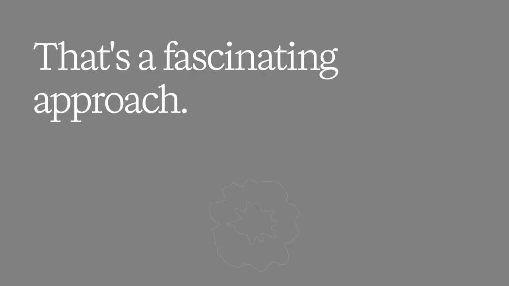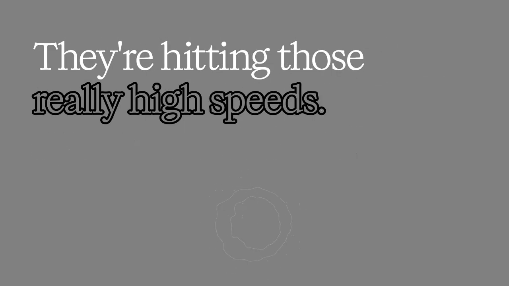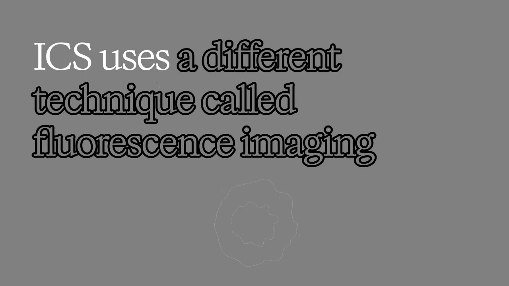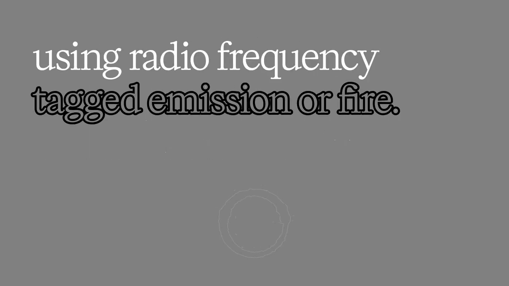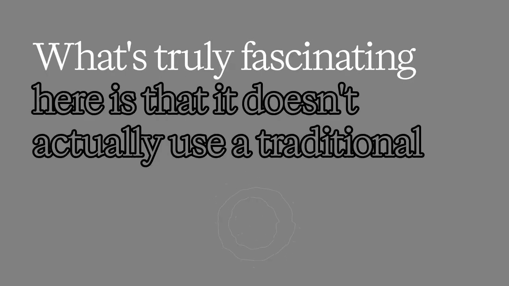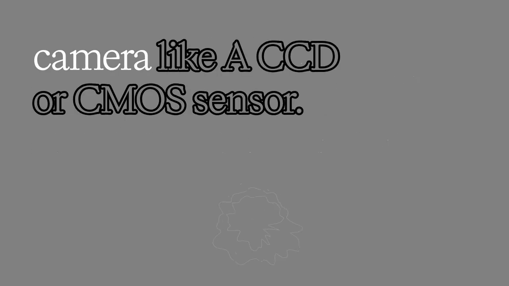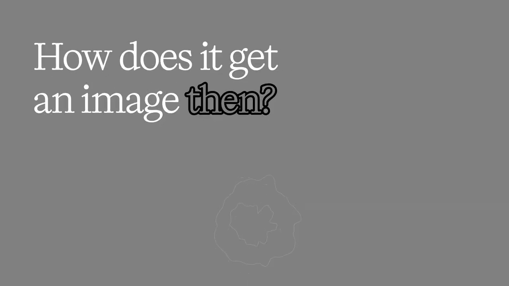That's a fascinating approach. And what about the BD CellView system, the ICS one? How do they manage it? They're hitting those really high speeds. Yeah, ICS uses a different technique called fluorescence imaging using radiofrequency-tagged emission, or FIRE. What's truly fascinating here is that it doesn't actually use a traditional camera like a CCD or CMOS sensor. No camera. How does it get an image then?